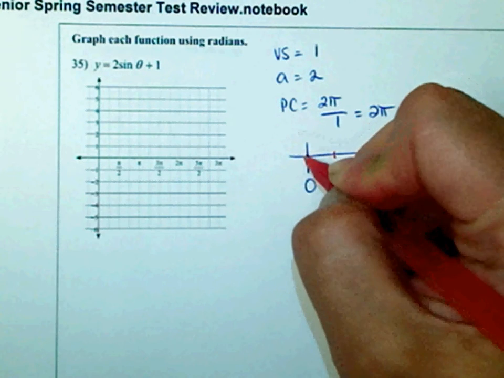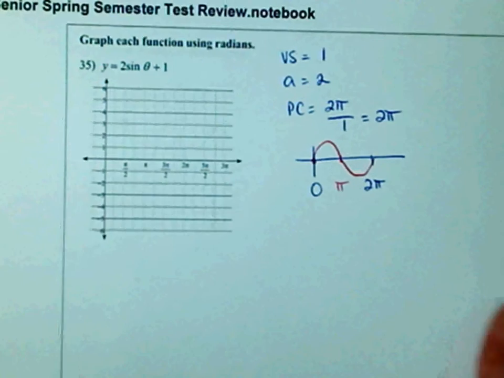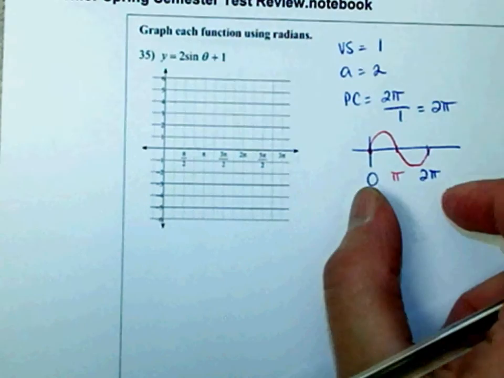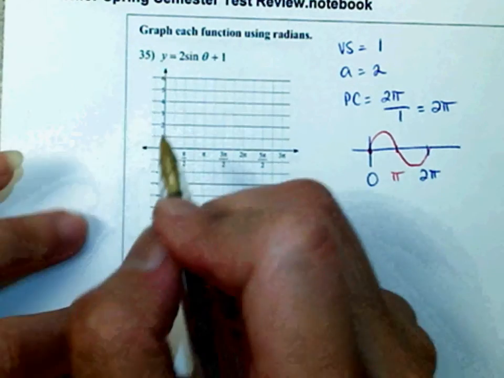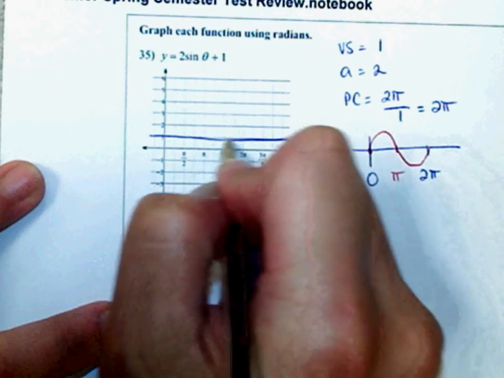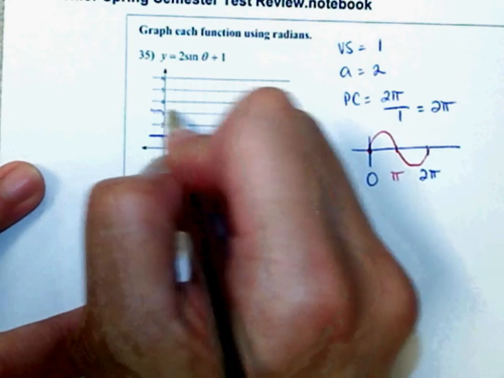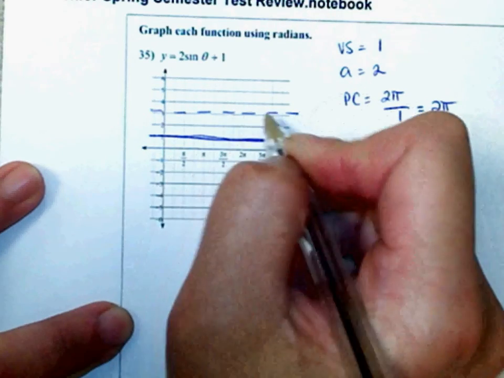Now, let's take a look at our graph. You're going to translate this part over here. So, we're going to vertical shift up 1, draw a really dark line, up 1. Your amplitude is 2, so 1, 2, draw your dashes. 2 up, 2 down. Now you can make your graph.